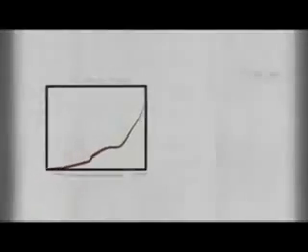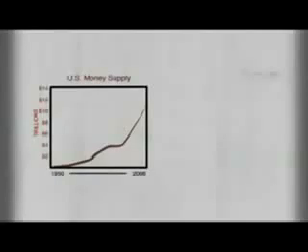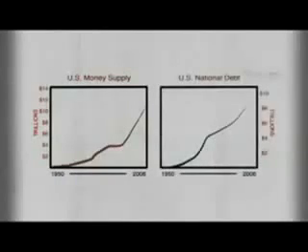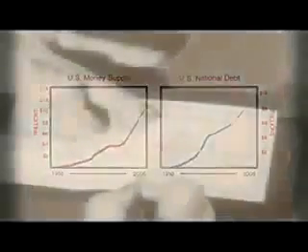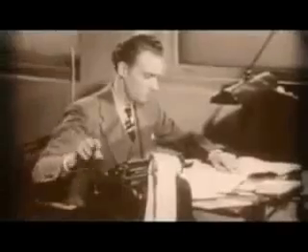Here is a chart of the U.S. money supply from 1950 to 2006. Here is a chart of the U.S. national debt for the same period. How interesting it is that the trends are virtually the same. For the more money there is, the more debt there is. The more debt there is, the more money there is.